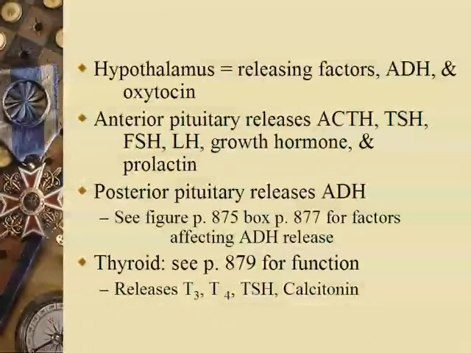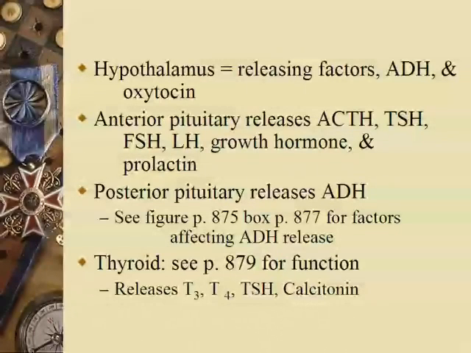Your anterior pituitary releases ACTH and TSH, and your follicle stimulating hormone, your luteinizing hormone, your growth hormone, and prolactin. Your posterior pituitary releases antidiuretic hormone, which is what's stored there, and ADH constricts smooth muscle and maintains the osmolality of the blood. There's a figure on 875 and a box on page 877 that talk about the factors that affect ADH release. And the physiology of ADH release is found on page 876.